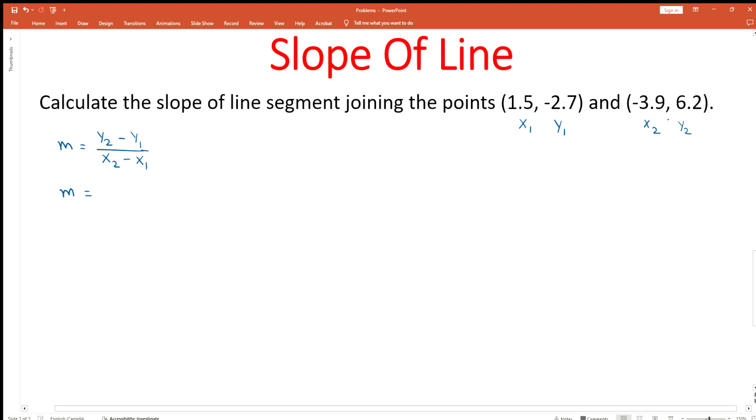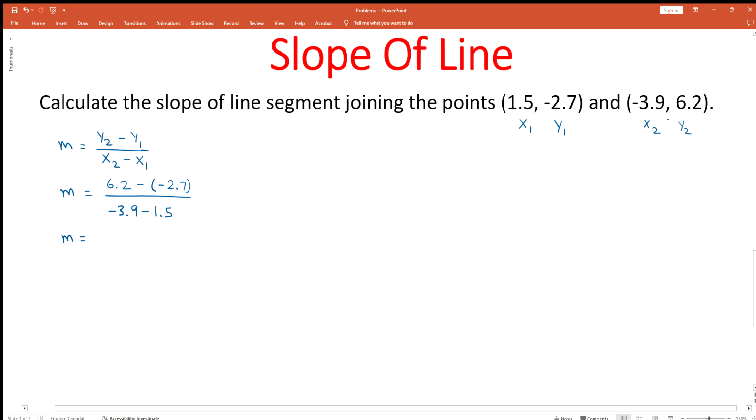y2 is equal to 6.2, y1 is negative 2.7, x2 is negative 3.9, x1 is 1.5. Now we can simplify this expression.